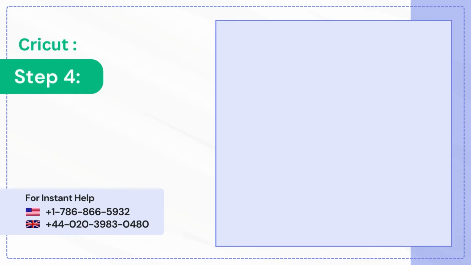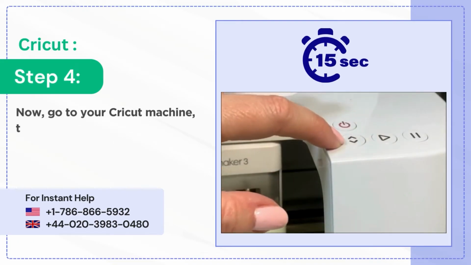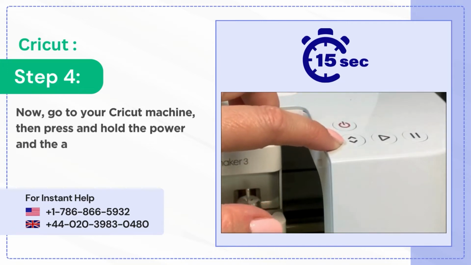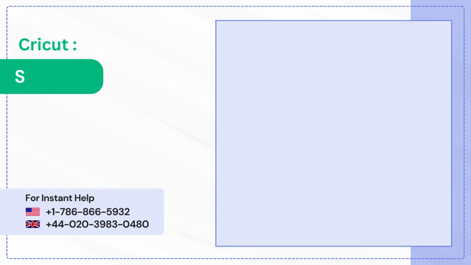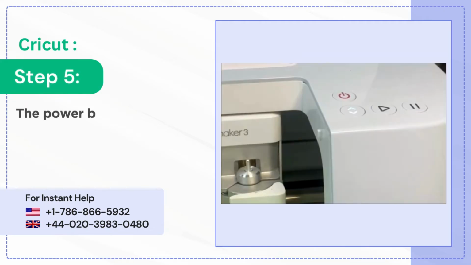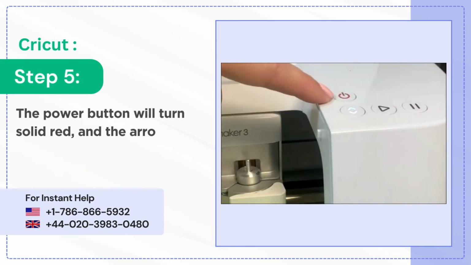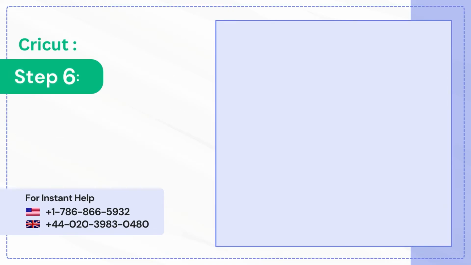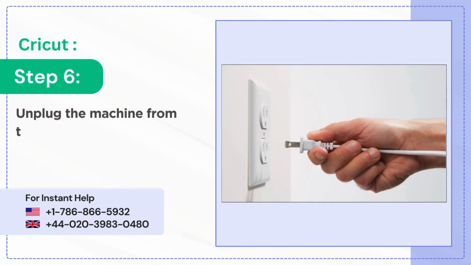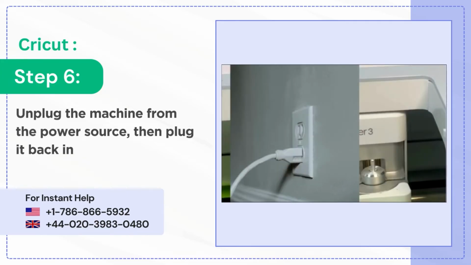Step 4. Now go to your Cricut machine, then press and hold the power and the arrow buttons together for 15 seconds. Step 5. The power button will turn solid red and the arrow button will turn solid white. Step 6. Unplug the machine from the power source, then plug it back in after 2 seconds.